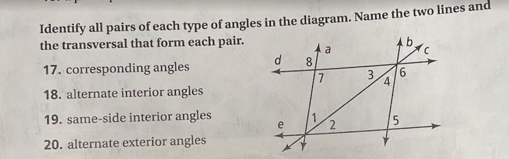Okay, we're going to try this one out. So in this one, it is: identify all pairs of each type of angles in the diagram, name the two lines and the transversal that form each pair.